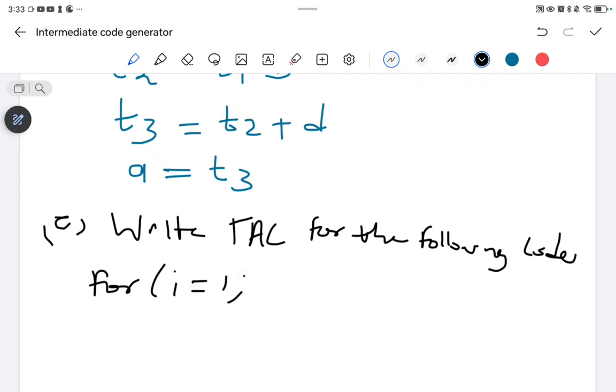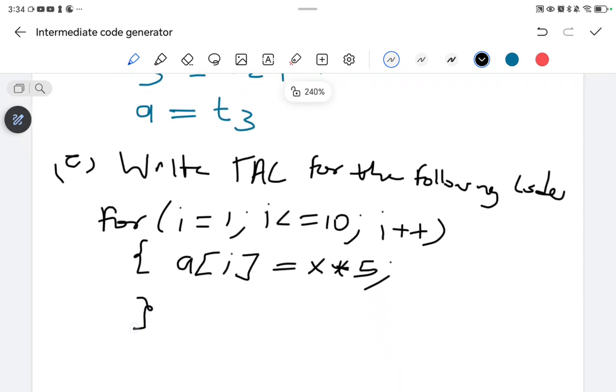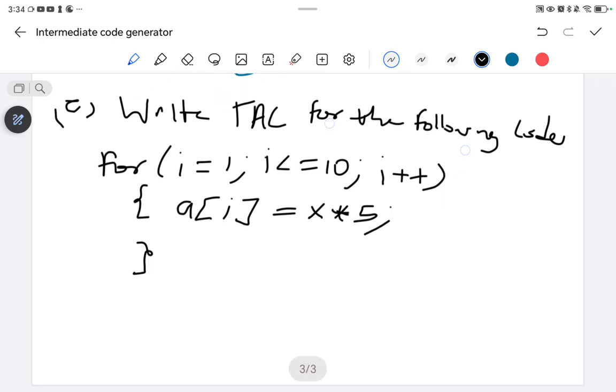then they say I less or equal to 10, they say I plus plus, then they come and say A[I] is equal to X star 5, then they say close. So now if we're given this and they say that we should write a three address code for this, first you're going to start by reading it like how the compiler is going to read it.